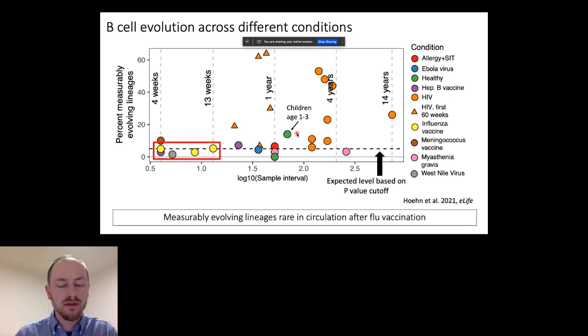But if we look at influenza vaccination, we find a very unimpressive amount of evolution. This suggests that lineages in the blood after flu vaccination just aren't really accumulating more mutations. Now, of course, this is in the blood, and the blood is not where affinity maturation is occurring.